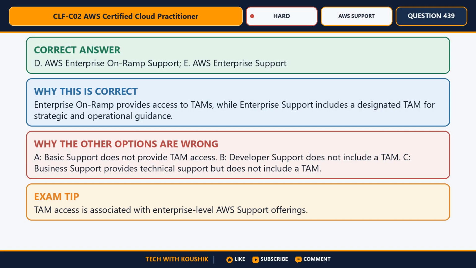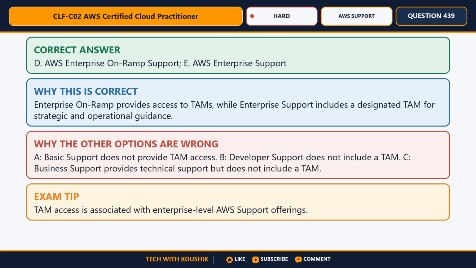Correct answer is D. AWS Enterprise On-Ramp Support, E. AWS Enterprise Support. Here is why. Enterprise On-Ramp provides access to TAMs, while Enterprise Support includes a designated TAM for strategic and operational guidance.